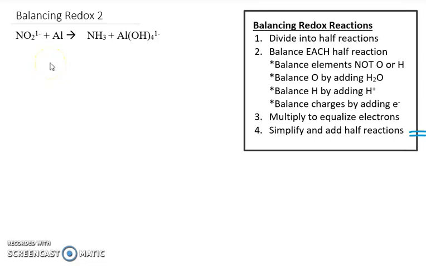All right, here's our second example of balancing redox reactions. Let's again go through the four-step process. Step one again is to divide into half reactions.